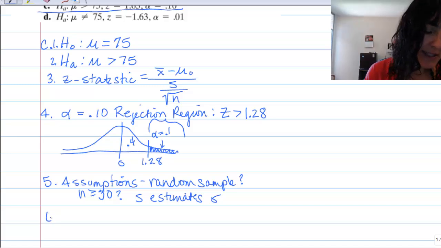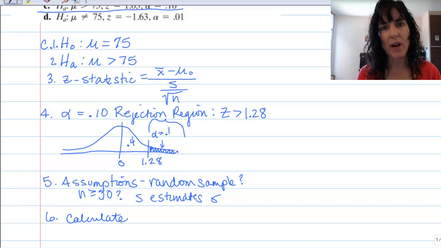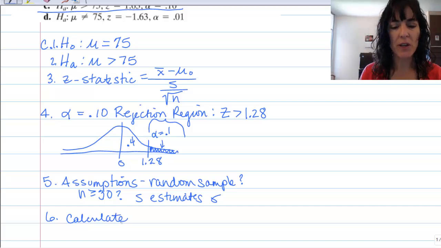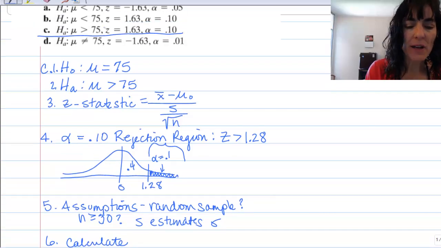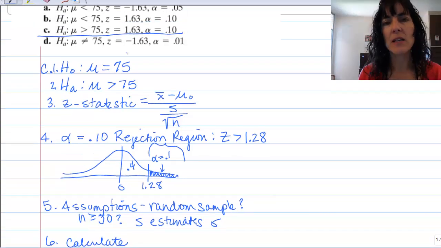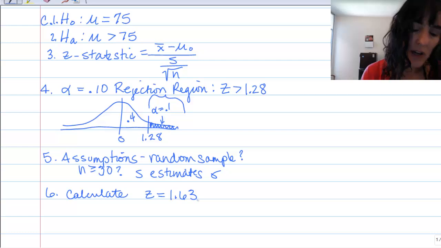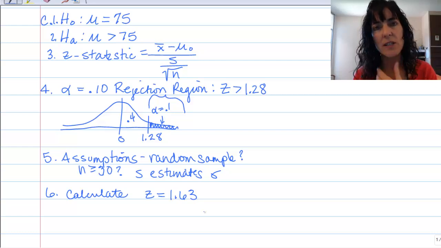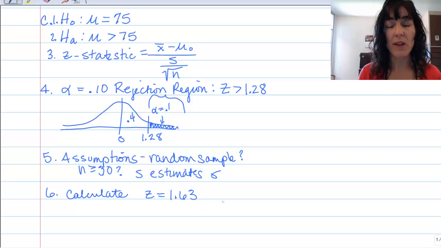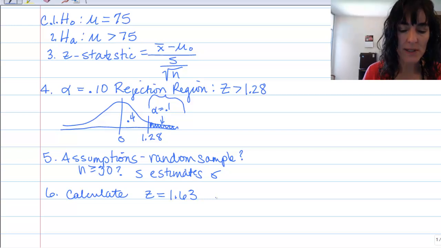Okay, step 6 then is to calculate. And remember, that's where you perform the actual experiment that they're giving us some of the data for. The data they're giving us is that Z is 1.63. So they've told us Z equals 1.63. They calculated their Z statistic using the X bar from their sample, the S from their sample, and the n from their sample, and they came out with a positive 1.63.